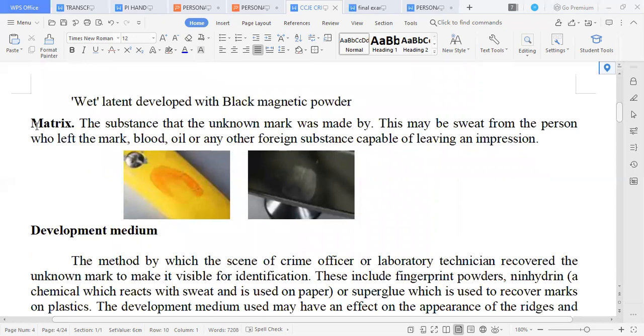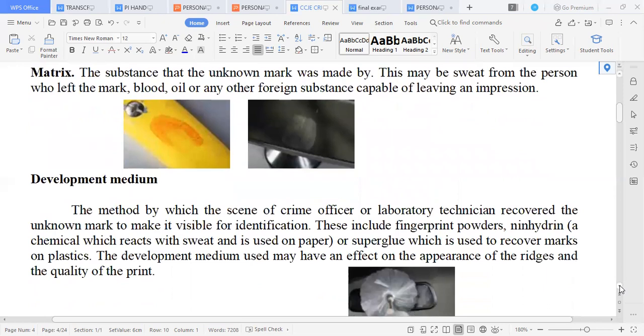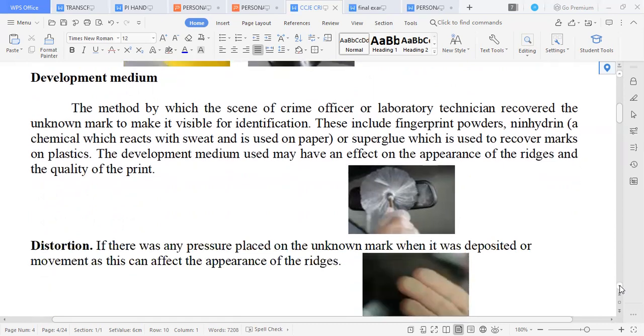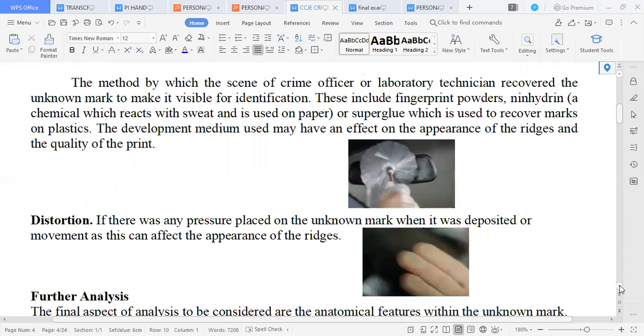Okay, when we talk about matrix, it is the substance that the unknown mark was made by. This may be sweat from the person who left the mark, blood, oil, or any other foreign substance capable of leaving an impression. So when we talk about substrate, your clue in here is surface. In matrix, it is all about the substance. So it might have been caused by the developing medium. Okay.